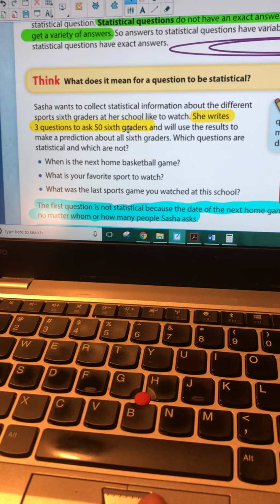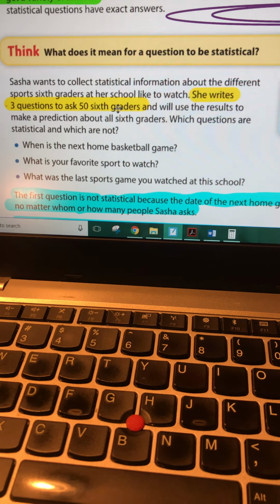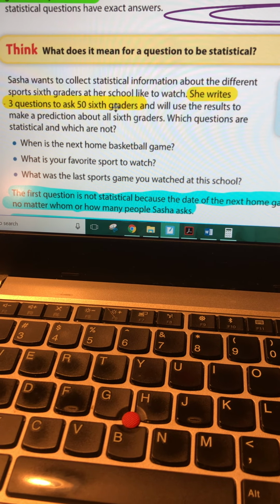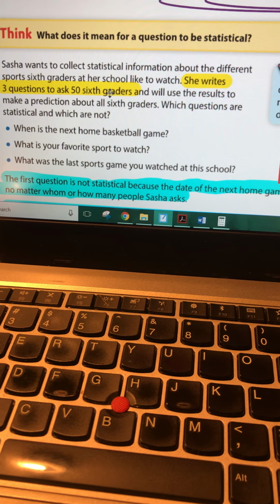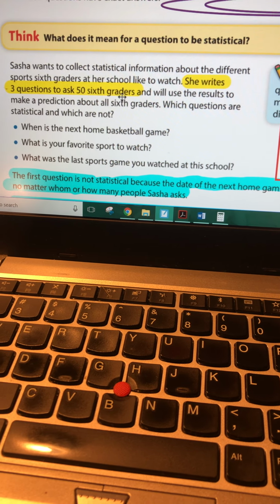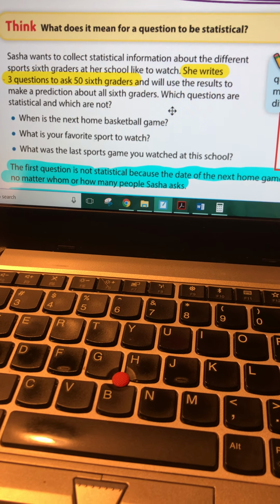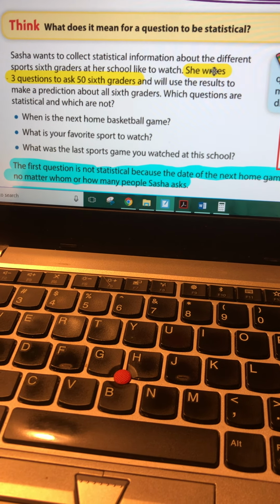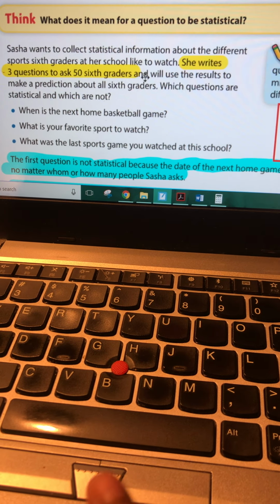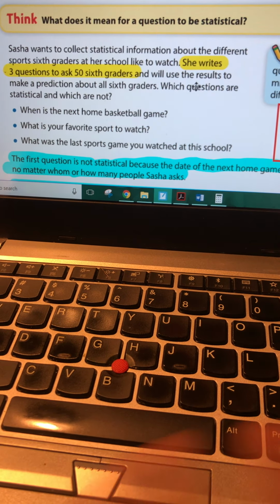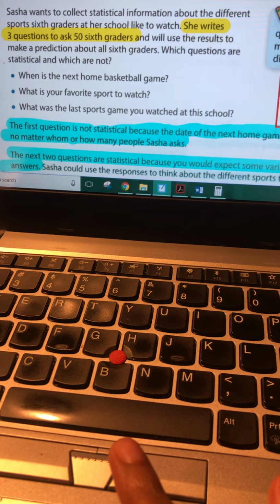Okay, so we have Sasha here who's collecting some statistical information about the different sports that 6th graders at her school like to watch. She writes 3 questions to ask 50 6th graders, okay? And the results will help her to make a prediction about all 6th graders, all right? So I went ahead and highlighted she writes 3 questions to ask 50 6th graders because she's going to get a lot of different answers depending on what type of question that she asks, okay?